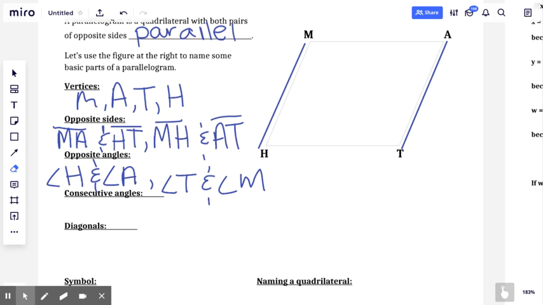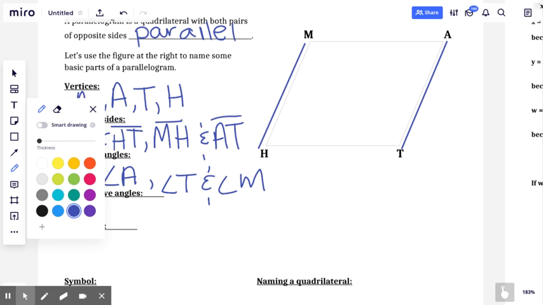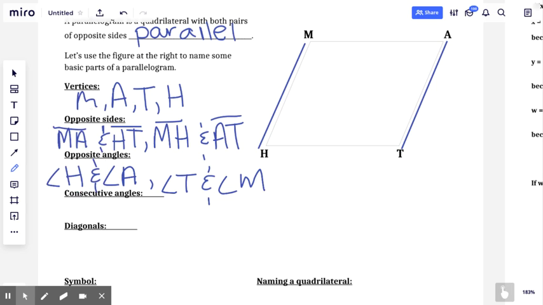The next thing we're going to talk about is consecutive angles. So consecutive angles are the angles, if you remember when we learned about parallel lines, that are on the same side of the transversal and they're both on the inside. So like these two right here, those would be considered consecutive. Also, these two are consecutive. Also, these two. And you guessed it, M and A are also consecutive. So they're on the same side of the figure. And they do have a special relationship that we're going to talk about in a little bit.